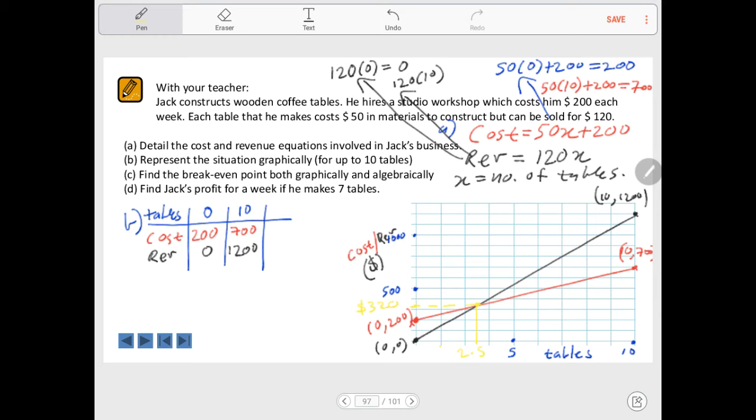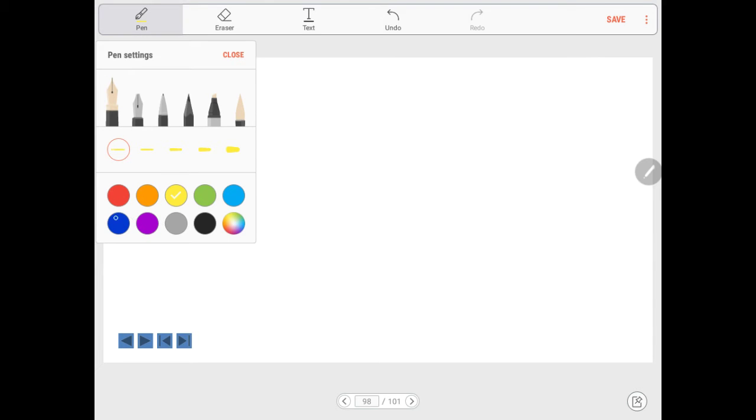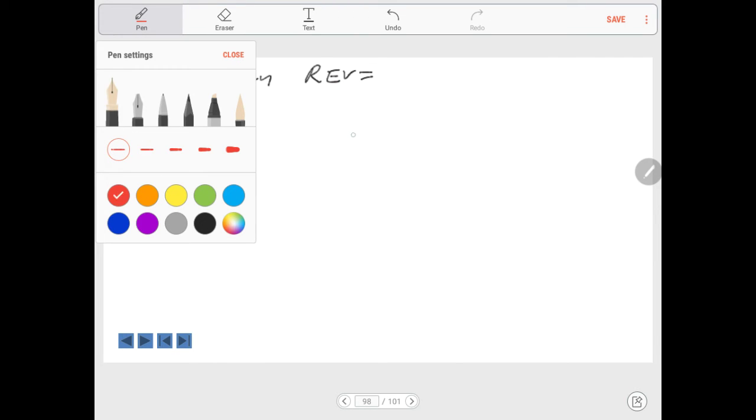So we're going to do this algebraically as well. I'll go on to the next page for this one. So let's check this point that we found, 2.5 and 320. 2.5 tables, $320. Let's check this over the page. Okay, so here we're making the cost. Well, we know that when the revenue equals the cost, we break even. So we break even when revenue equals cost.